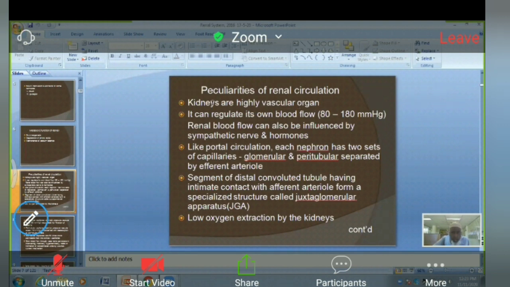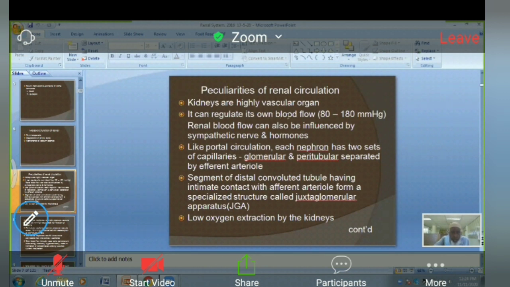In the body, there are some highly vascular organs, as for example, the adrenal gland, the kidneys, then the spleen. Also the liver and the heart. These are the organs that are highly vascular. And kidney is one of the highly vascular organs, and it can regulate.